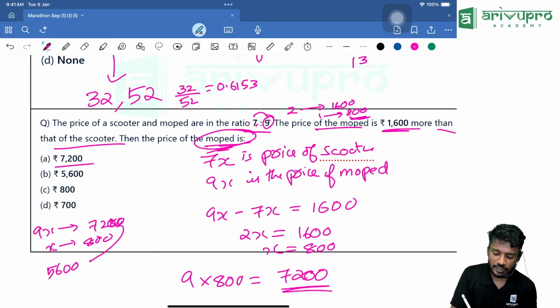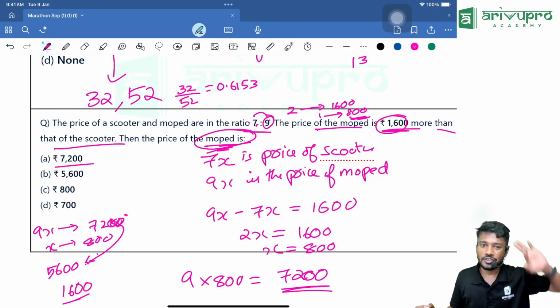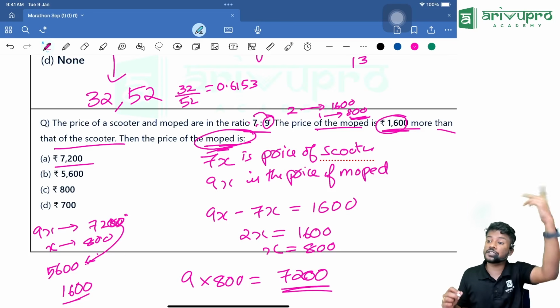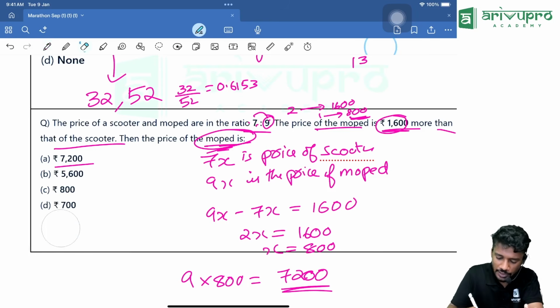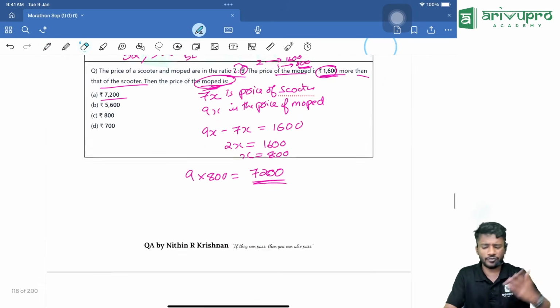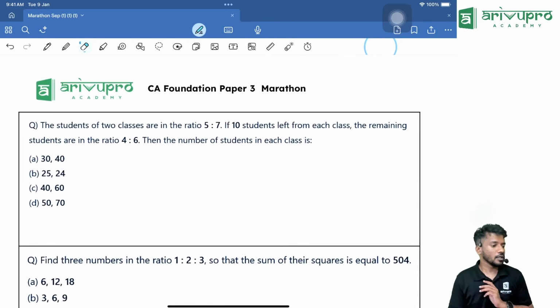5,600. Then we will take the difference between both of them. 7,200 minus 5,600. How much is the difference? 1,600. That is matching with our question. So that option is correct. So we can always do in the reverse manner also if needed. In certain cases it is required. Whichever is comfortable for you, you can follow that. It doesn't affect anything.